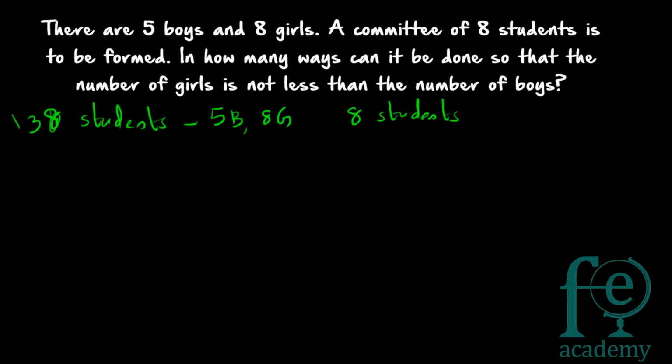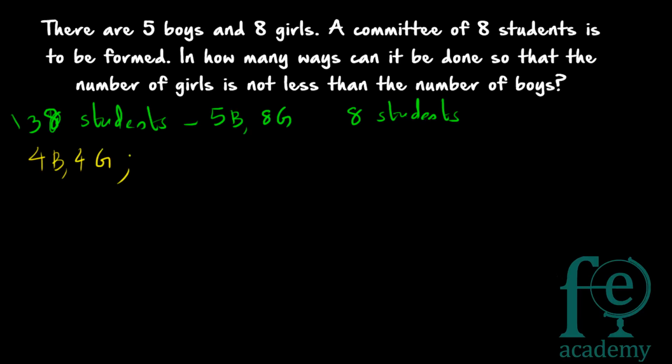So how can it be done? Just think how many different possibilities are there. You cannot have all the 5 boys. If you have all the 5 boys, only 3 girls can be selected, so the number of girls becomes less than the boys. So that possibility you cannot do. 4 boys and 4 girls you can select. Okay, so that is one possibility: 4 boys and 4 girls.